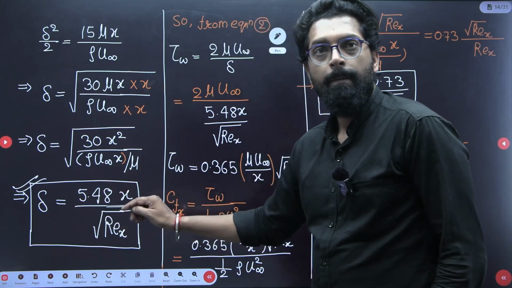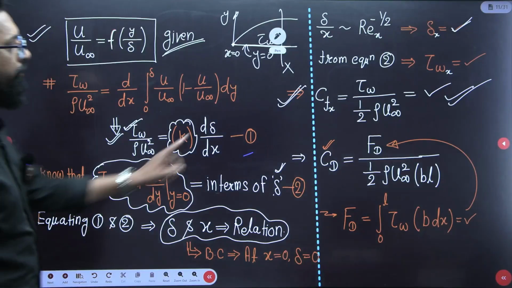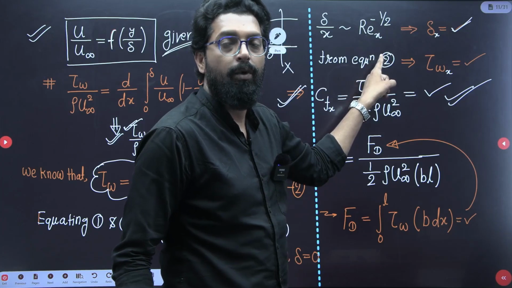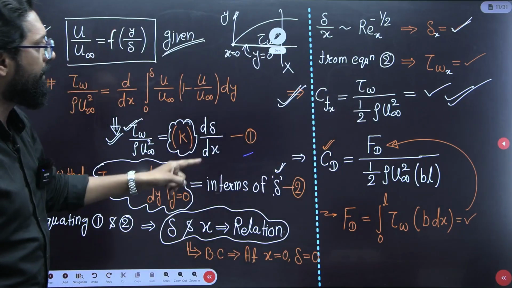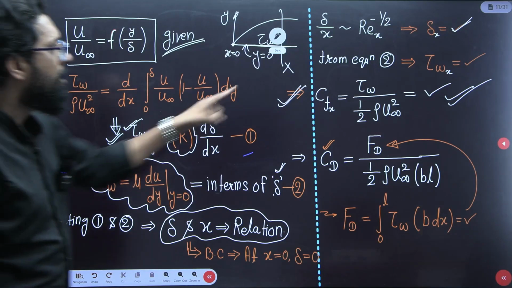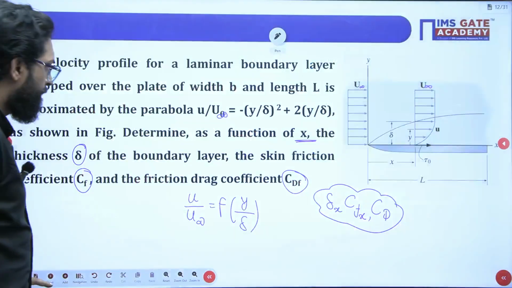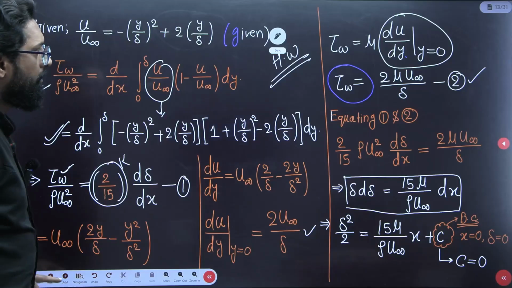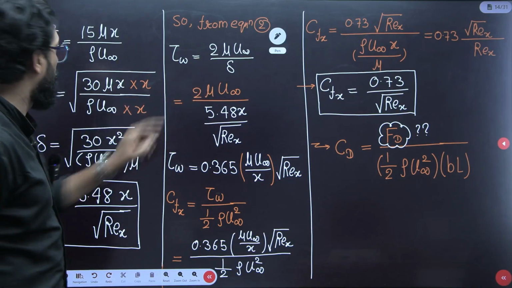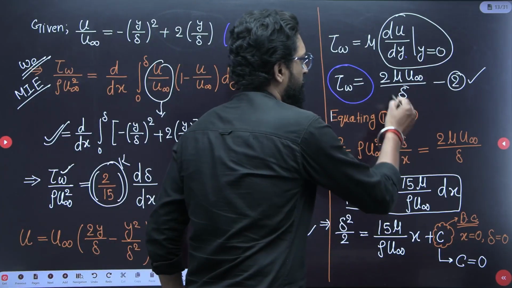Now, we already told you, once you find this boundary layer thickness, put it in equation number two. What is equation number two? This is your equation number two. So in this equation, put this value of delta and find the wall shear stress. See, put this delta in the wall shear stress. What is that? See, this is the wall shear stress. Put the value of delta from equation number two.